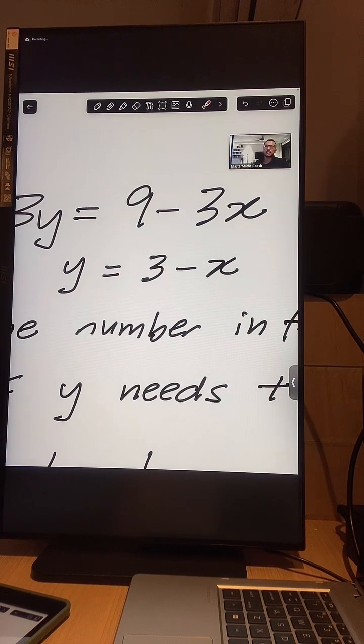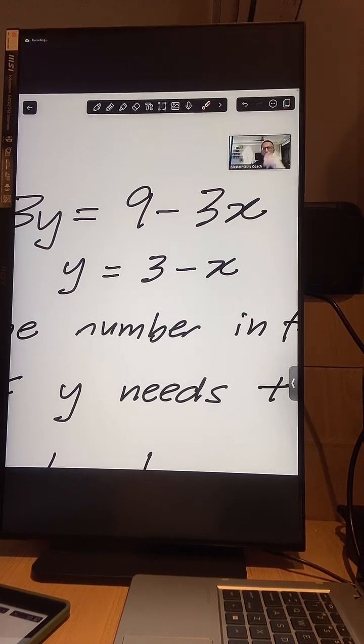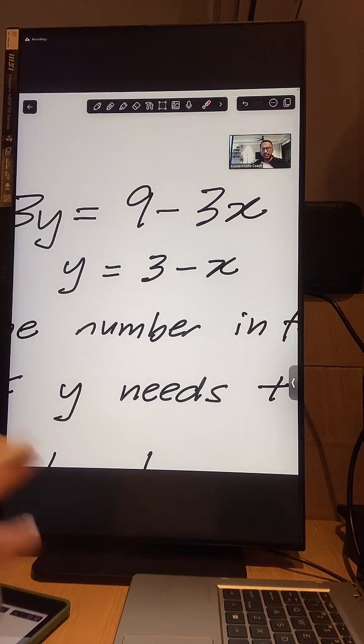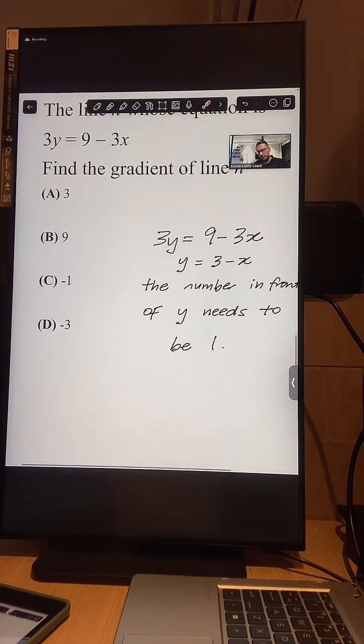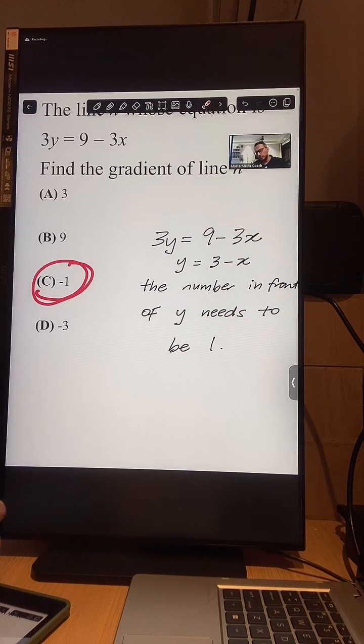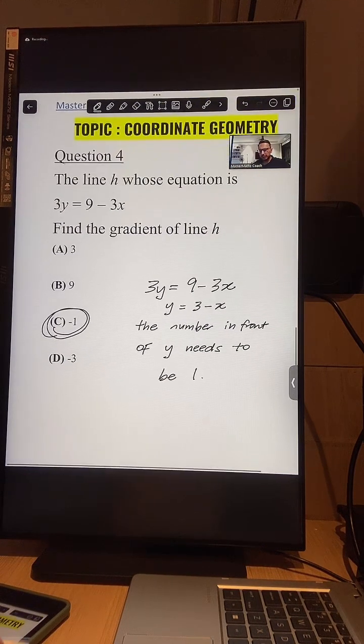Where is my gradient? Your gradient is always found next to your x. So the gradient in this case will be negative 1. So if you got your answer to be C, well done. The answer is negative 1. The gradient of the line H here is negative 1.